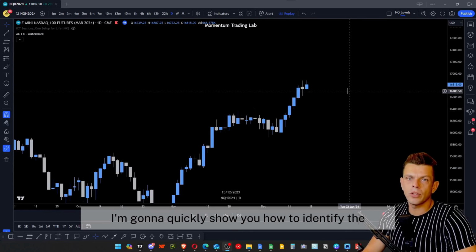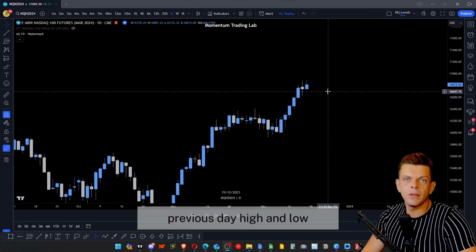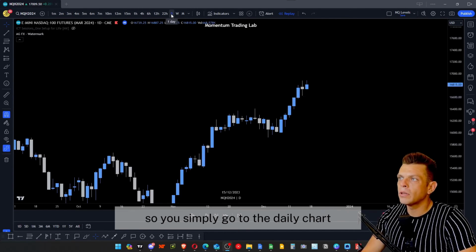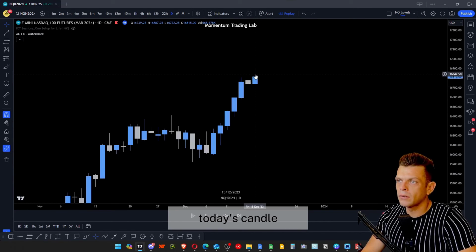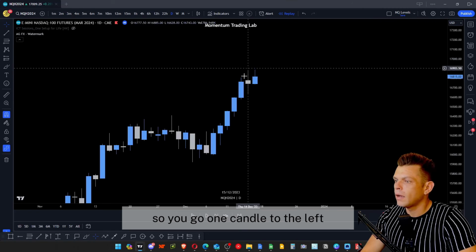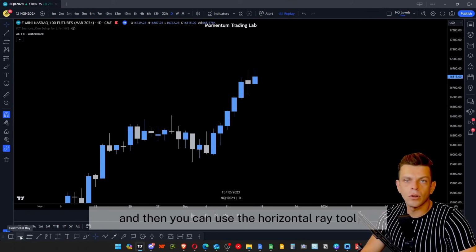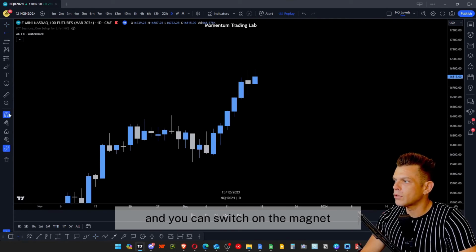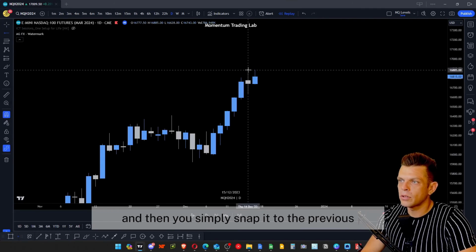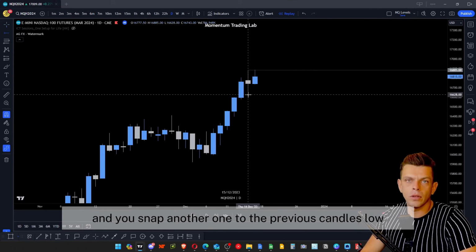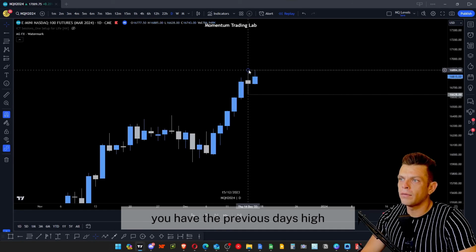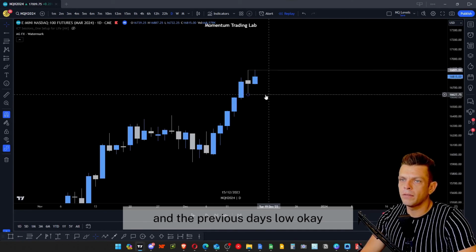Okay, I'm going to quickly show you how to identify the previous day high and low. So you simply go to the daily chart. This candle is today's candle. So you go one candle to the left and then you can use the horizontal ray tool and you can switch on the magnet and then you simply snap it to the previous candle's high and you snap another one to the previous candle's low. Then you have the previous day's high and the previous day's low.